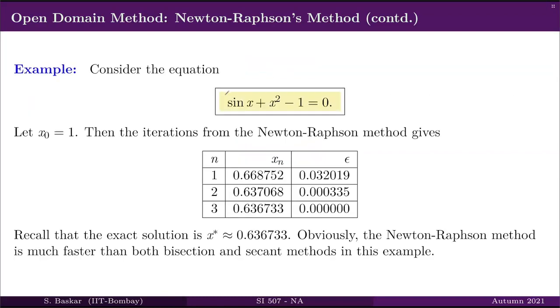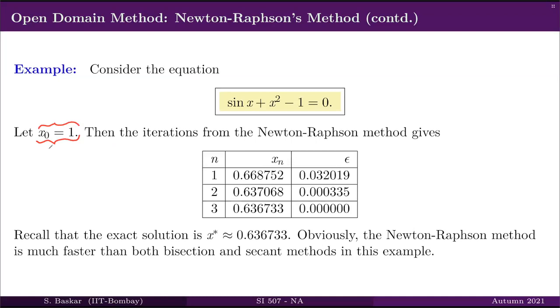Let us take up our usual example, sin x + x^2 - 1 = 0. Now we will start our initial guess with x0 = 1. You can clearly see from the iteration that unlike secant method, for Newton-Raphson method, we need only one initial guess, right? That is why we have taken x0 alone. You don't need any more information to start the iteration from the computational point of view.